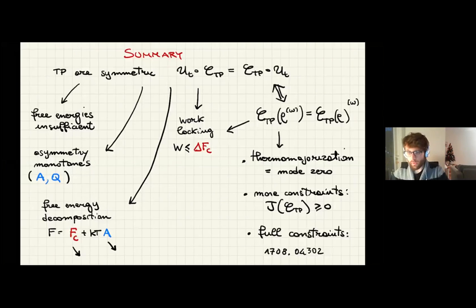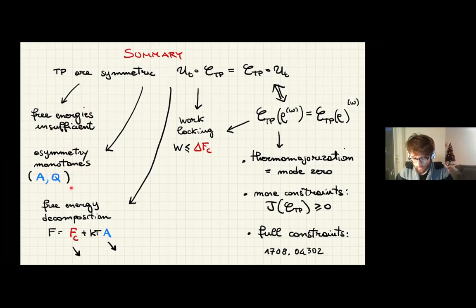Okay, so this is a quick summary of what we've seen. We saw already yesterday that thermal processes are symmetric, so they satisfy this condition here, symmetric under time translations, and this implies a lot of different things. It implies that the free energy or free energies are insufficient, so functionals that increase as you put more and more work are insufficient to give you thermodynamic constraints on what happens on superpositions. So what you need to do is introduce asymmetry monotones, which take the place of conservation laws in open system dynamics. And we saw a couple of them, the relative entropy of asymmetry and the quantum Fisher information.